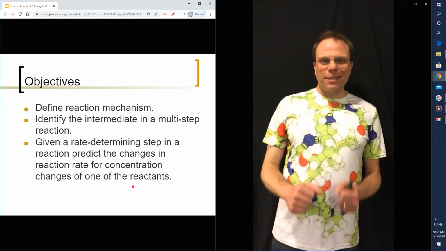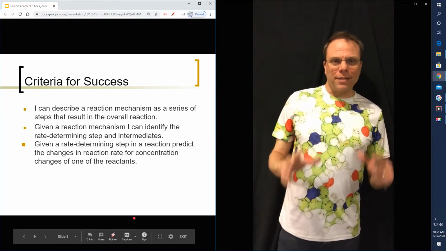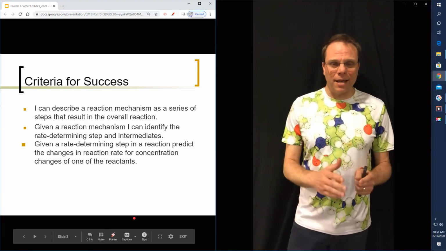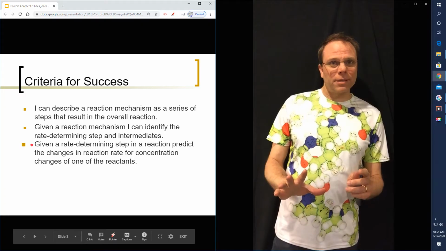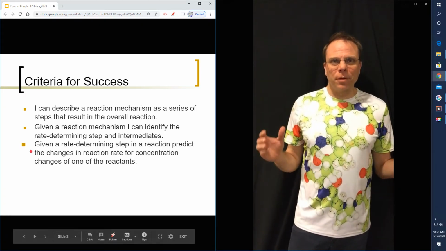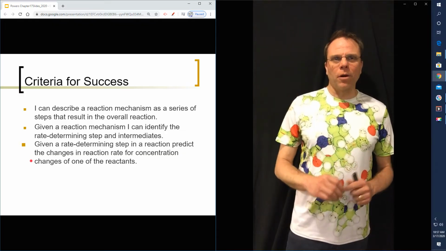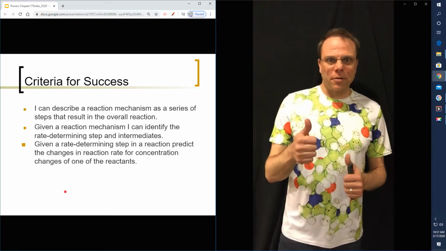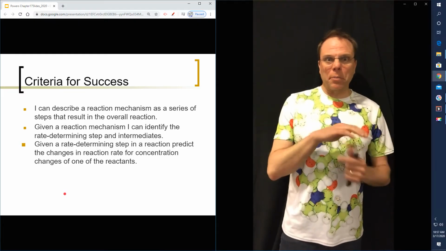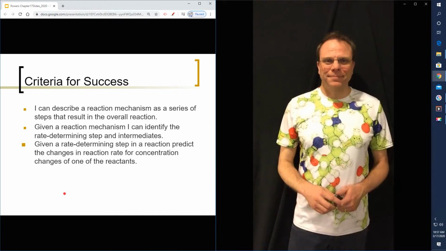So by the time we're done with this lesson, you should be able to define a reaction mechanism. You should be able to identify the intermediate in a multi-step reaction. And given a rate determining step in a reaction, you should be able to predict the changes in that reaction rate for a concentration change of one of the reactants. So if I increase the number of windshield wipers coming in, is that going to affect the number of cars coming out? That kind of thing.